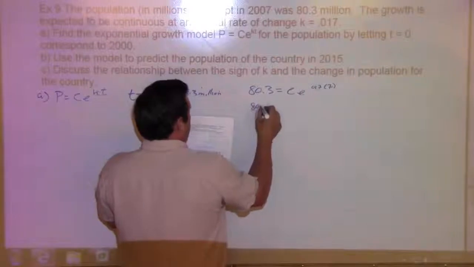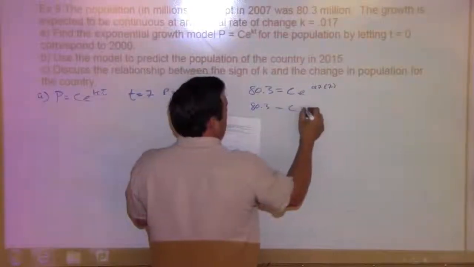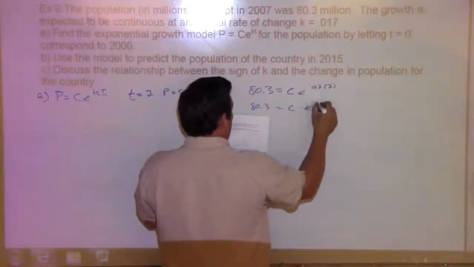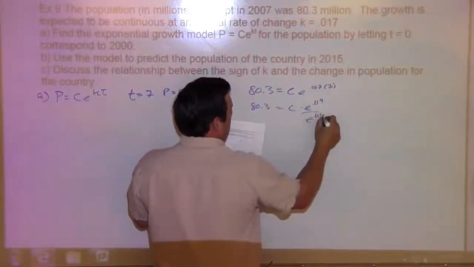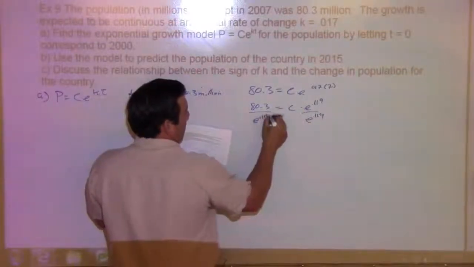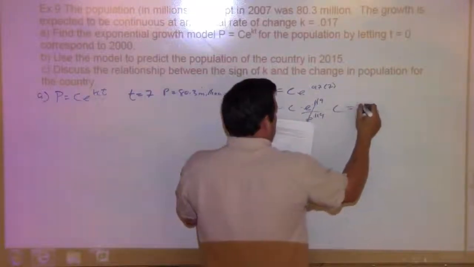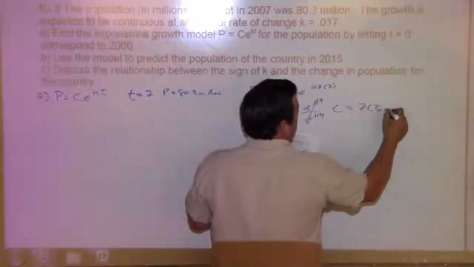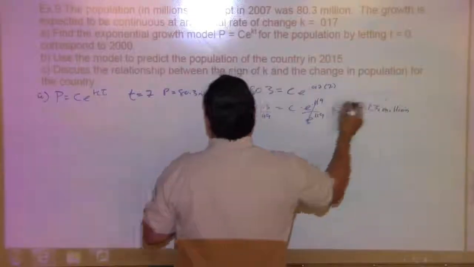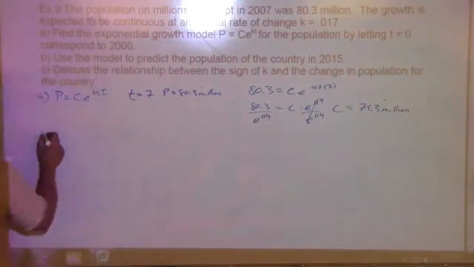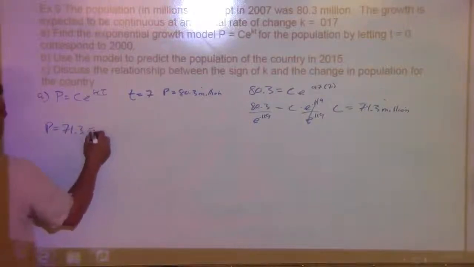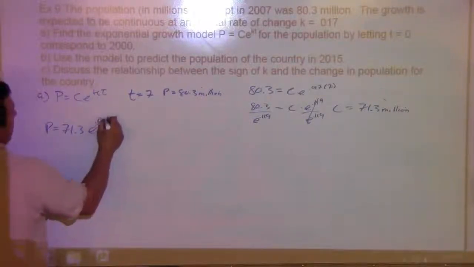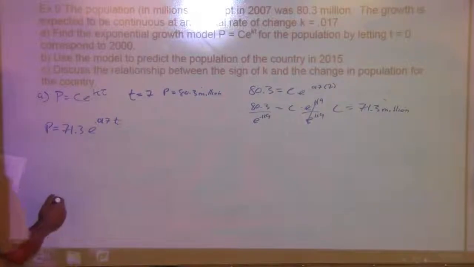So 80.3 equals C times e to the 0.119. Divide both sides by e to the 0.119. C equals 71.3 million people. So P equals 71.3 times e to the 0.017 t.